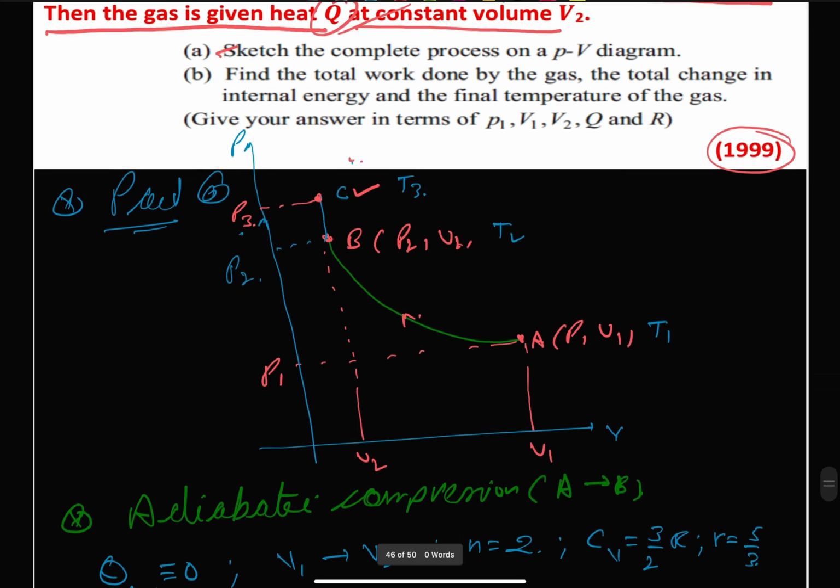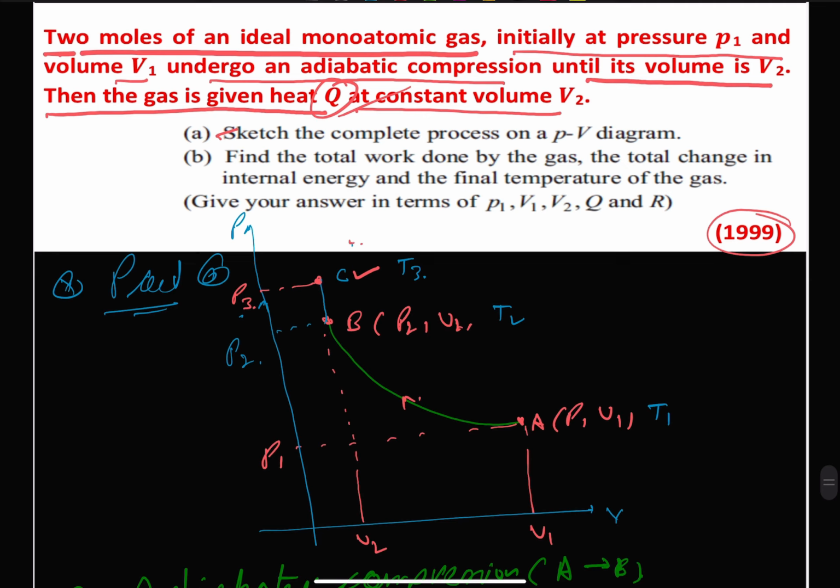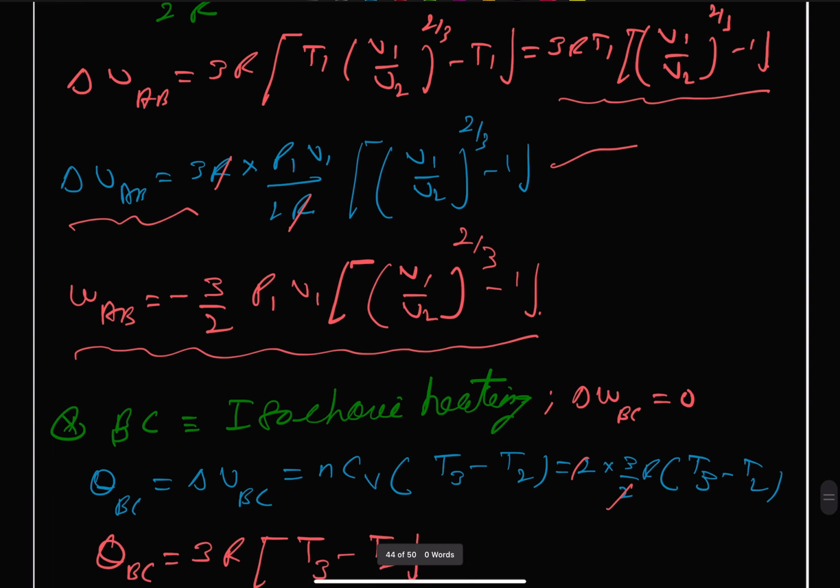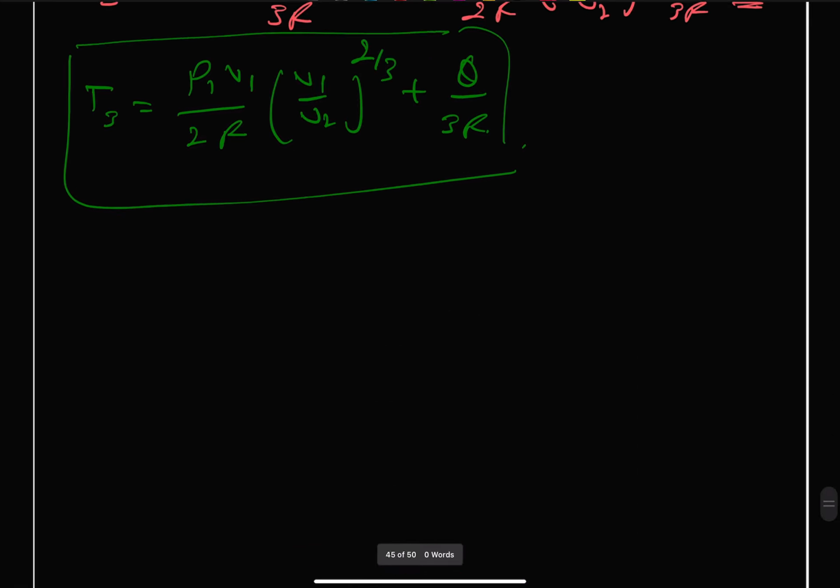Anything else is missing? Work done, we have found out total work done. Oh yes, we have to find out everything in total. So we found out work done because of AB and work done because of BC was 0. So total work done is this part only. Okay, so let me rewrite it.